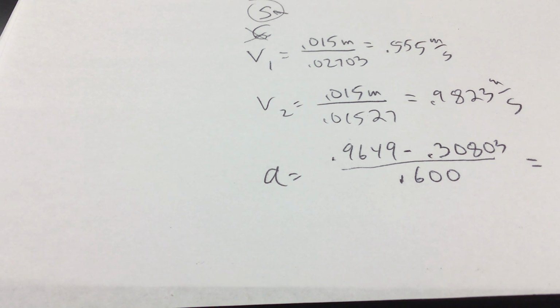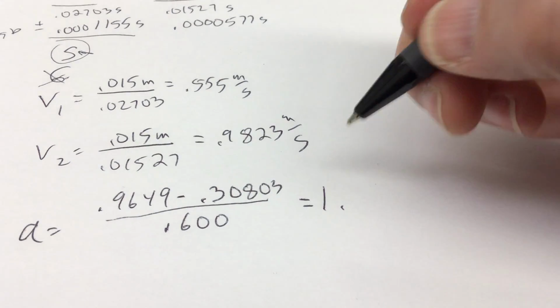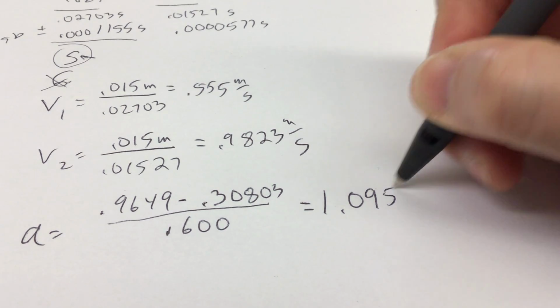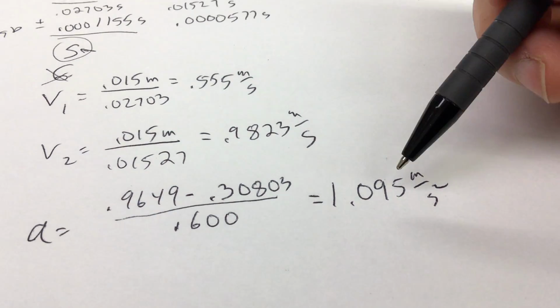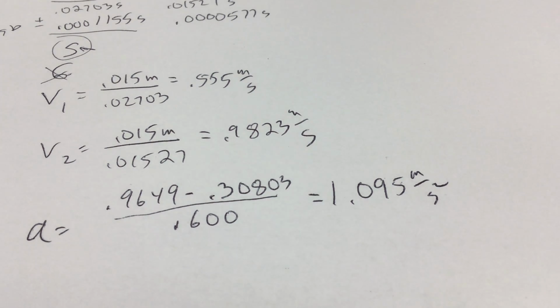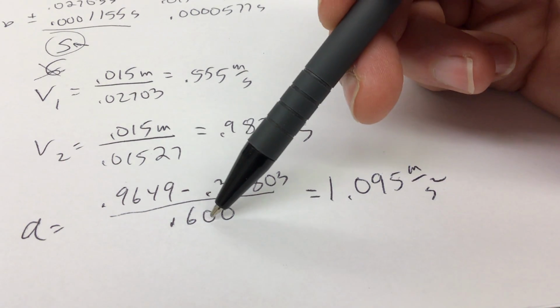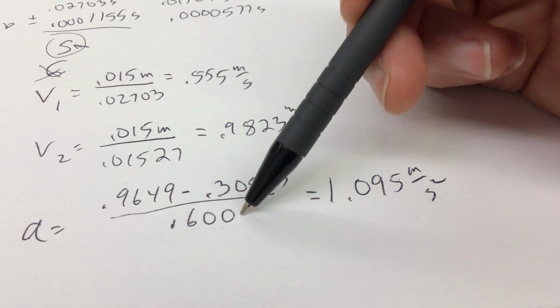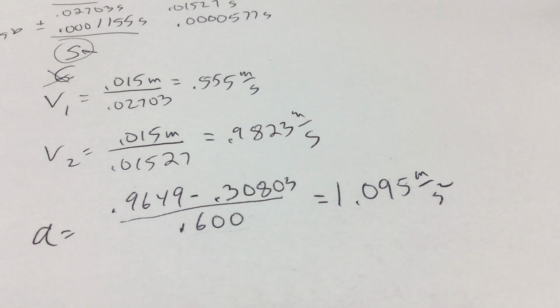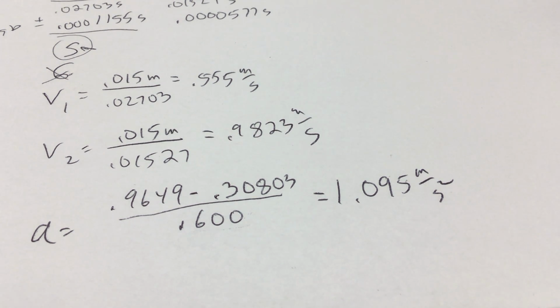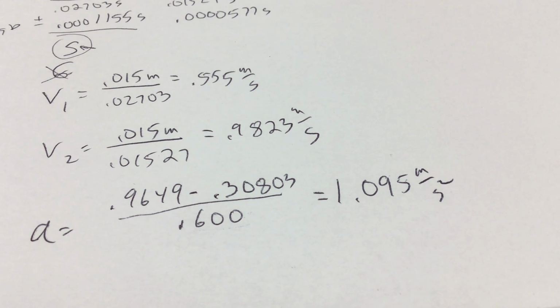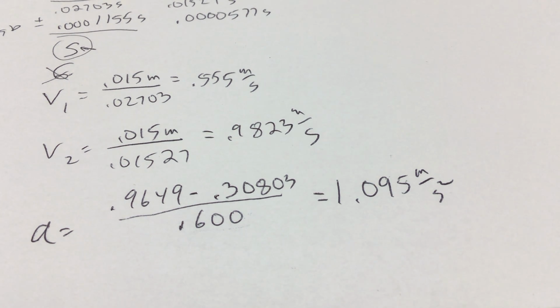So all we have to do now is do our final calculations. 0.649 minus 0.30803. Divide that by 0.6, and you get your acceleration of 1.095 meters per second squared. Let me see, yeah, that should be okay. Cut it off at that point. I know we have a lot of digits up here, but for the bottom one, we go to the 1/10 of a centimeter point. Okay, so that's our acceleration, and you can compare that to what you got from exercise number 3. Now we're going to go on to exercise number 5 to find another way to find acceleration.